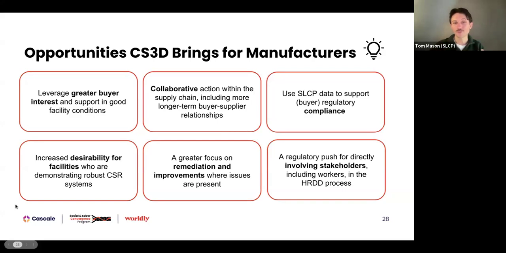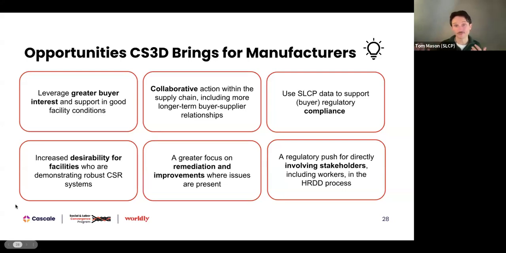And some of the opportunities which we're highlighting on the screen at the moment include leveraging that there's a greater buyer interest now in supporting good facility conditions. So leverage that when you're working with buyers and direct business partners in particular, that there is a greater need and expectation that working conditions are improving. And so this is something that you can work collectively with buyers to improve.